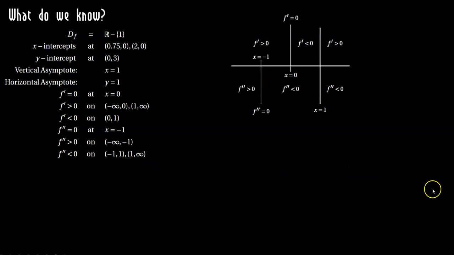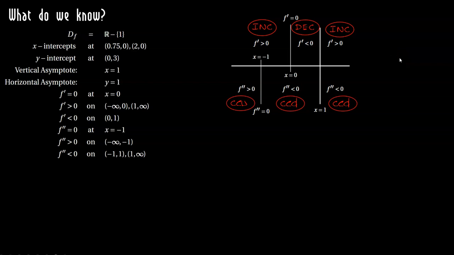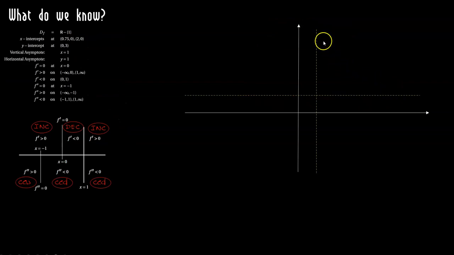I'm going to put that in my chart because I like it better like this. I made this line more solid just to remind us that the graph breaks there. It's two different pieces. It's increasing, then decreasing, then increasing in my sections. I know that I've got concave up here, concave down, concave up. So let's draw this. Okay, so I have my asymptotes. I'm going to plug in my points. There's the y-intercept, and I have a couple of x-intercepts.